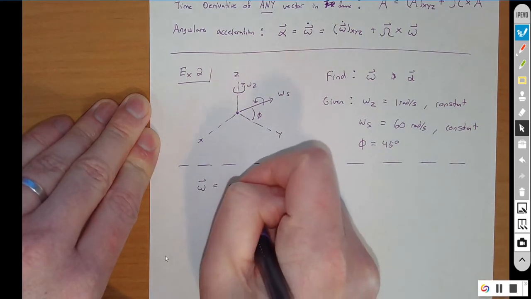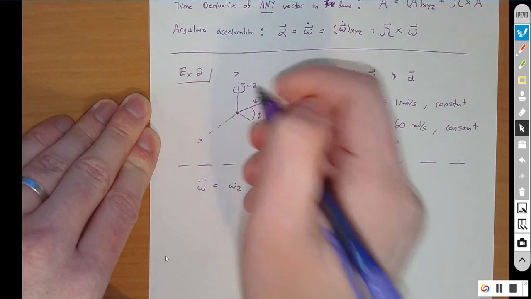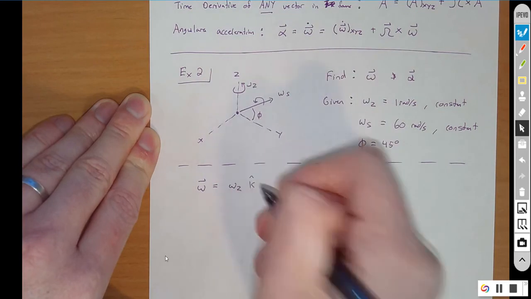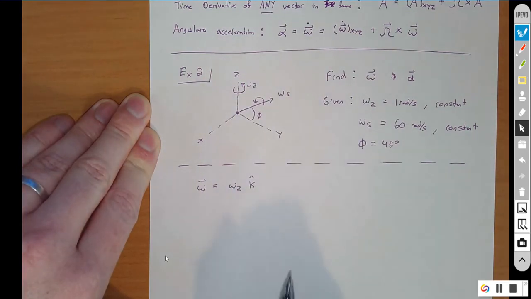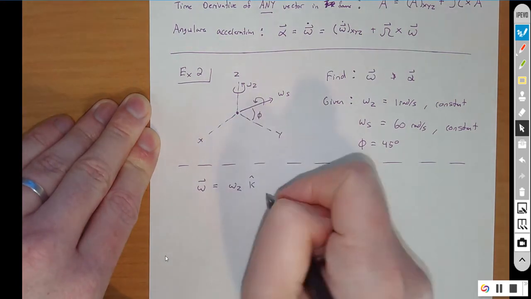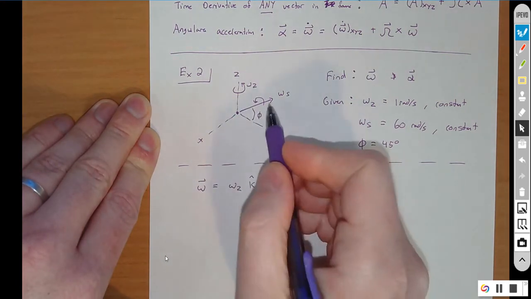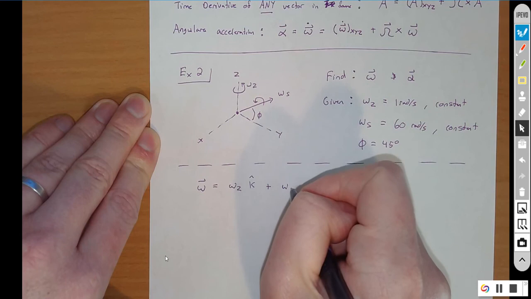So we're going to get omega z. Omega z acts about the z-axis. Again, use the right-hand rule. You'll see that it's positive k. So we want to turn it into a vector. This is just a magnitude initially. And then we're going to add that with this other vector, omega s.